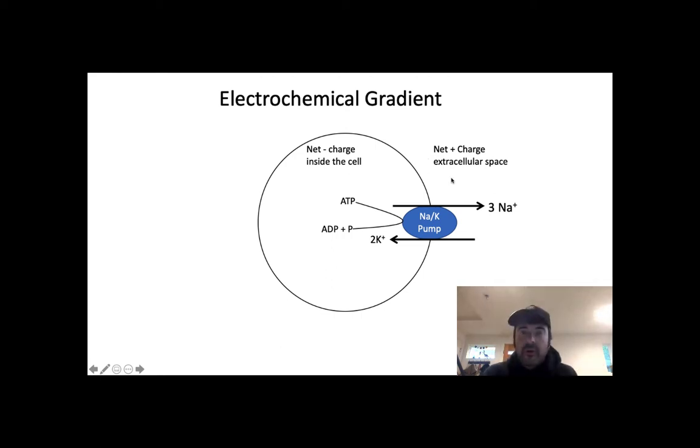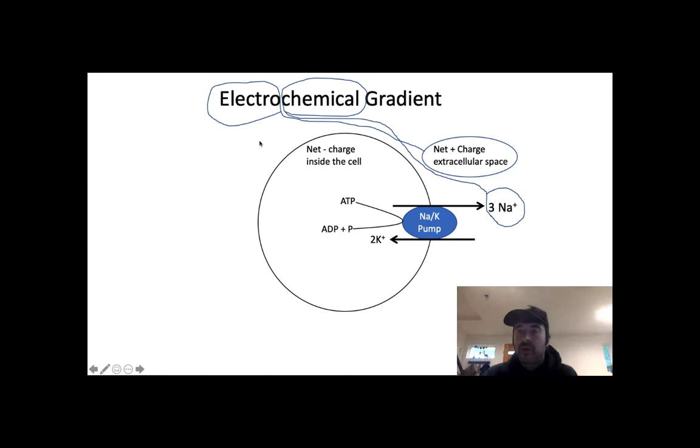So the fact that sodium carries a positive charge and the inside of the cell is negatively charged, that's the fact that sodium is attracted to that negative charge inside the cell. It constitutes the electro part of the electrochemical gradient. Now, the chemical part of the electrochemical gradient just refers to the fact that sodium has a higher concentration outside the cell than inside the cell.